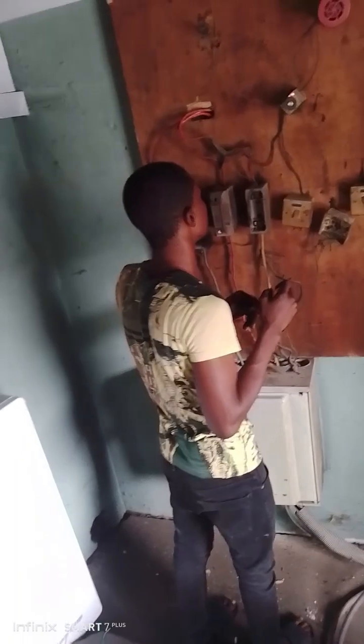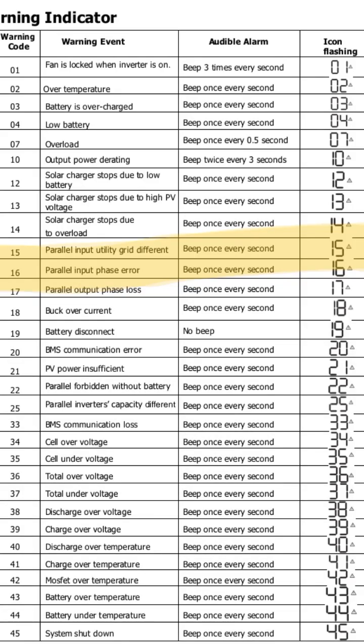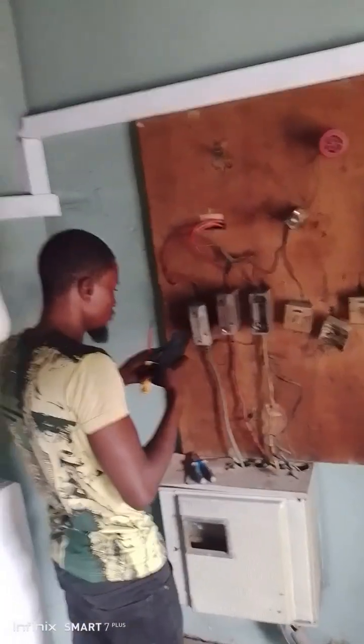So when we got here, we tried to connect it and run it. We discovered that it was giving us error 16 and error 15, which is a parallel input phase error from the utility. After some time, we tried to troubleshoot to check what could be the problem, so we checked the inverter settings.